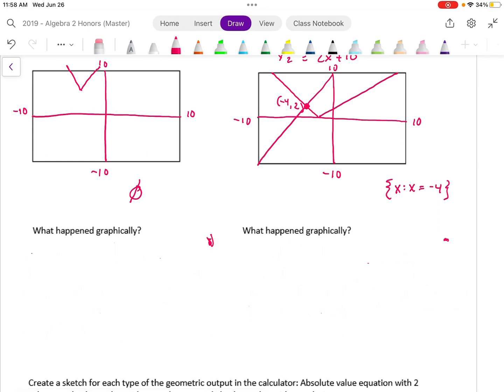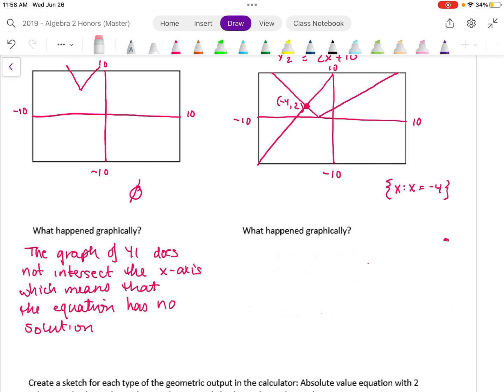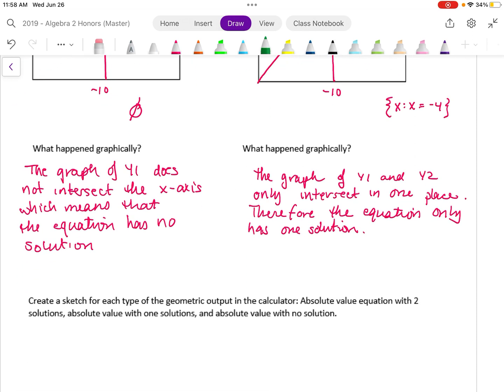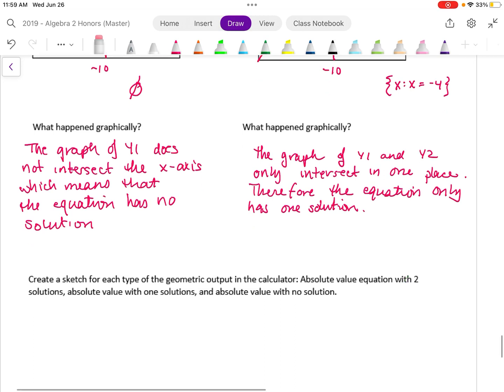So what happens graphically? Well, graphically, if we're doing Calc 0 and it does not cross the x-axis, then I know that it has no solution. If I'm doing Calc intersect and it happens to only intersect once, okay, there's only one solution. If it intersects twice, there's two solutions. If it doesn't intersect at all, there would be no solution. For example, if this guy over here looked like this, and we happen to have a line that looked like that, they're never going to intersect. That would be no solution as well.